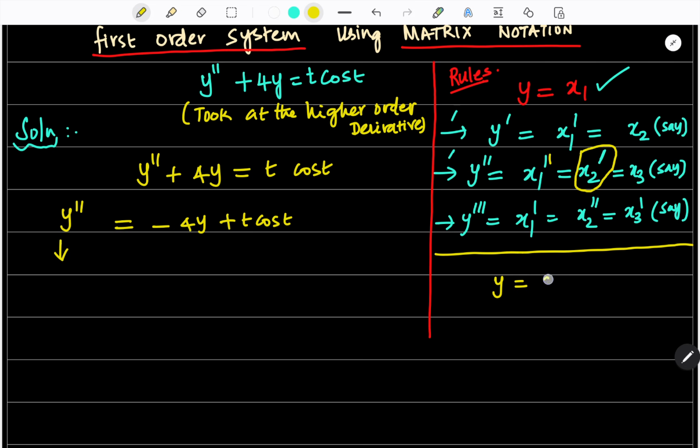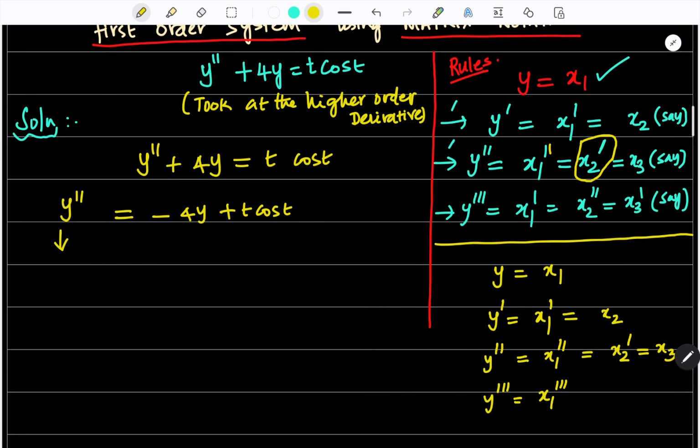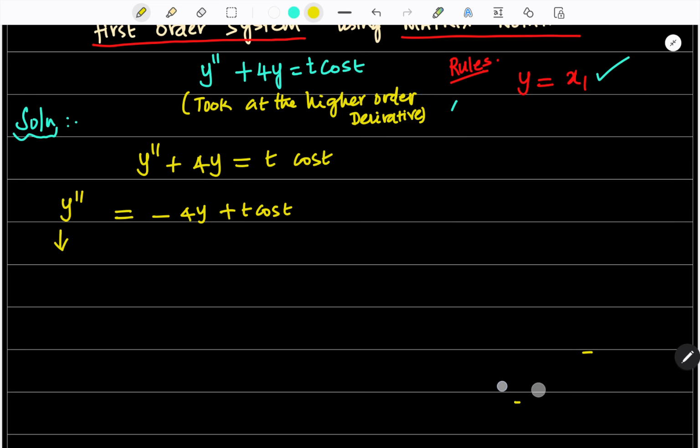Don't worry. Remember the formula y equals x1. Take the derivative y dash, which is x1 dash. Just call it, for simplicity, x2. Then y double dash, you can also call it x2 dash. And this will be x1 double dash. So call it x3. Then go for y triple dash, and this will be x1 triple dash. I think here also I made a mistake, so let me erase this again. I think already you are confused. I am also making you confused. Just a minute. I will write it in a clear way.